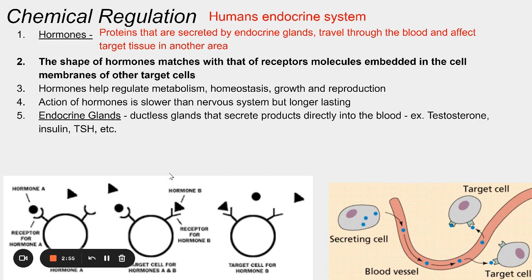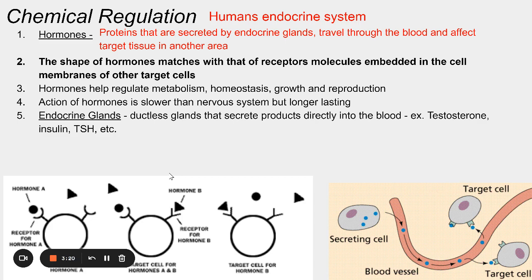So we have all sorts of different hormones in our body. And their levels go up and down. Some hormones regulate our metabolism. Some hormones regulate reproductive cycles, our growth. All of these things can be influenced by these different hormones. So we'll talk about some of them specifically.